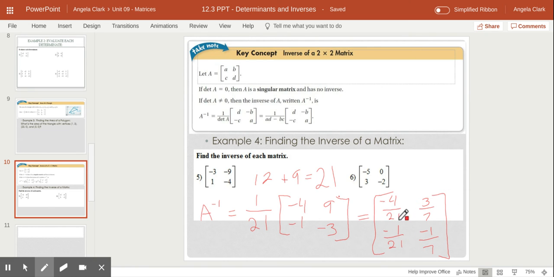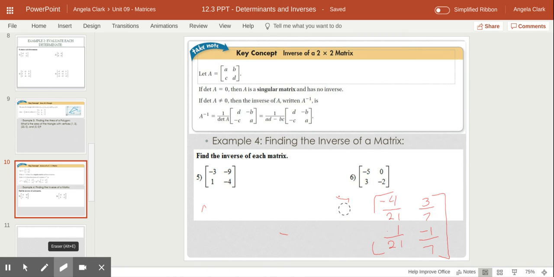If I multiplied this times this, I would get the identity. And so if you wanted to check your work and make sure that you got it right, that would be what you would do. You would multiply these two together and see if you get the identity. Okay, so let's do the next example.